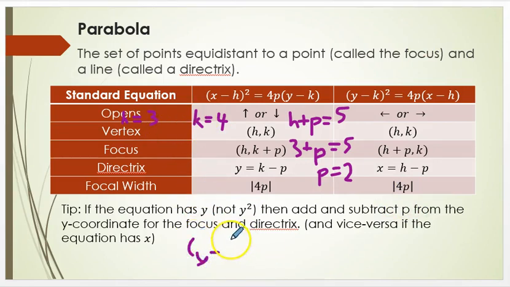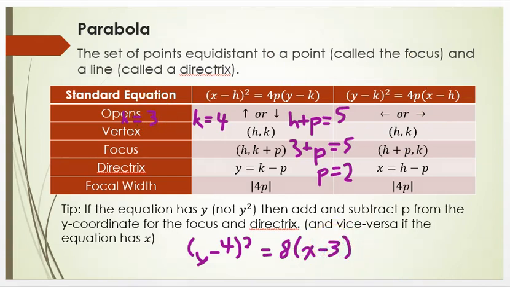minus, we said k is equal to 4, so y minus 4 squared, and that will equal 4 times p. So since p is 2, 4 times 2 is 8. And then in parentheses, x minus, and we already found the h value, it was 3.